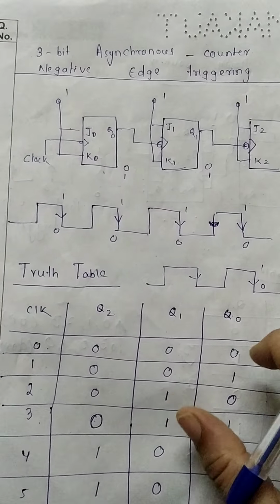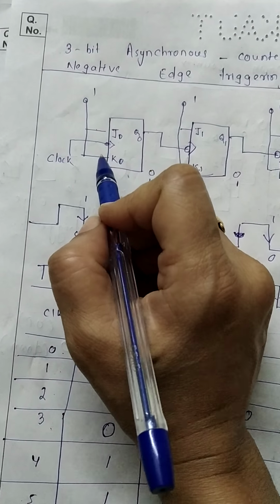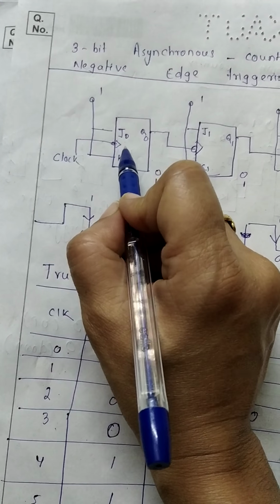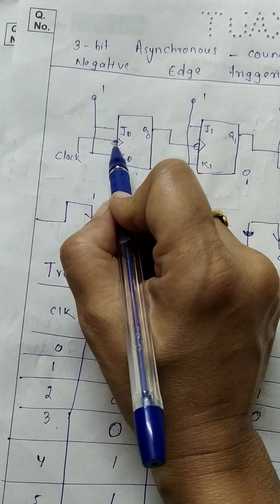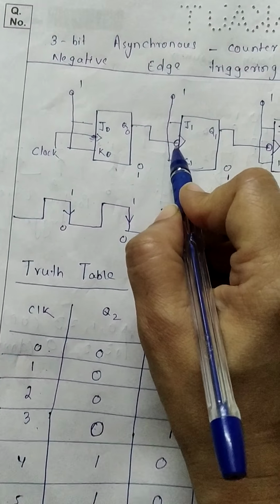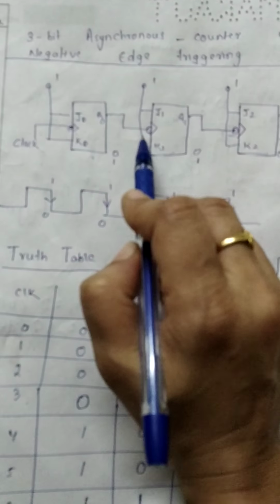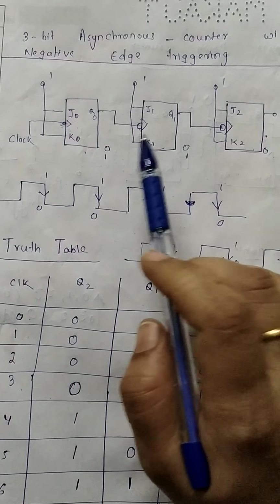By just seeing the figure, you can see here that there is a bubble, whereas in a positive edge triggering there was no bubble, simply a line along with this arrow, and it was the positive edge. You can see here clearly, here is a bubble, here is a bubble, and here is a bubble. So we are having negative edge triggering to all the 3 flip-flops.